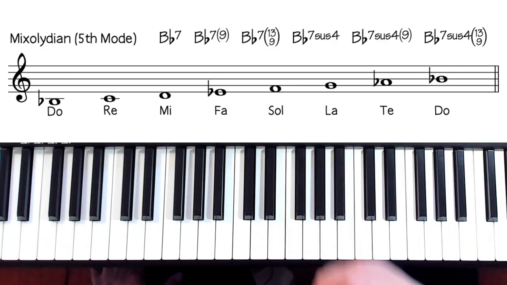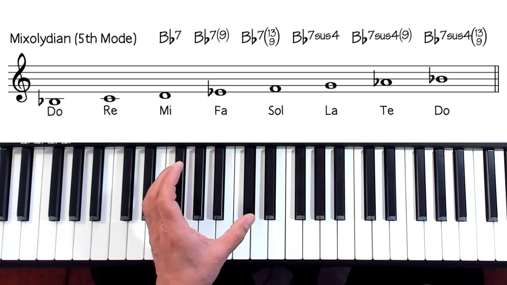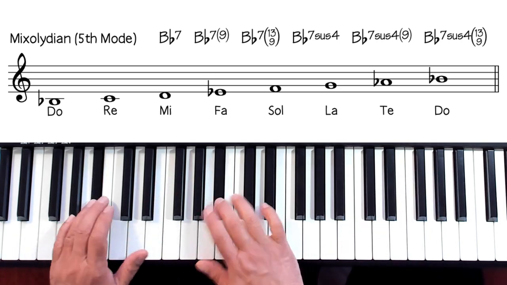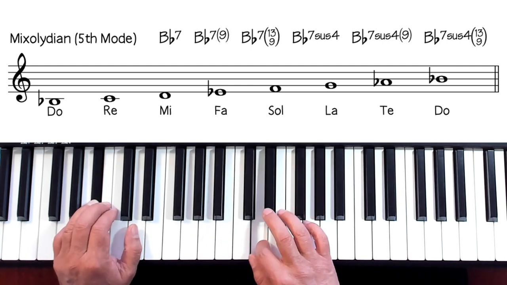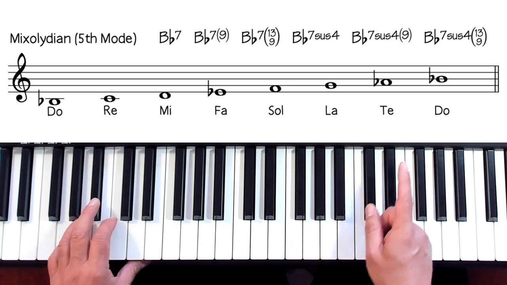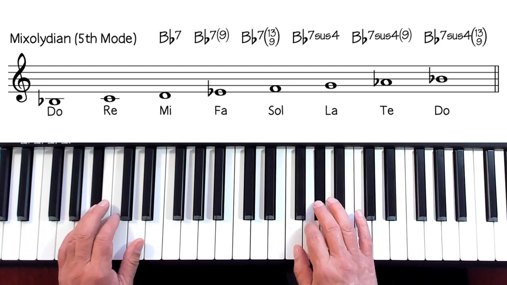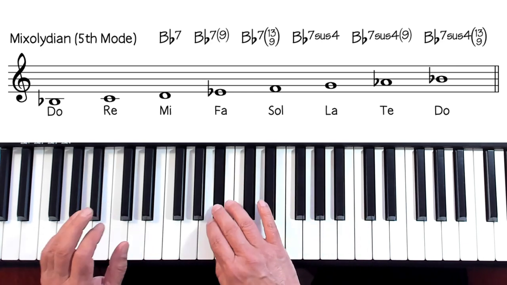Now we're going to move on to Mixolydian. Mixolydian is another interesting mode because I can go either way. I can pair it with dominant chords or I can pair it with sus chords. So why don't we sing? Do, re, mi, fa, sol, la, te, do. The color note here will be the flat 7, te. Do, te, la, sol, fa, mi, re, do.